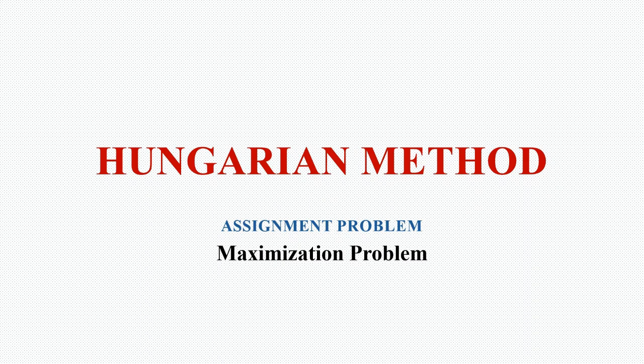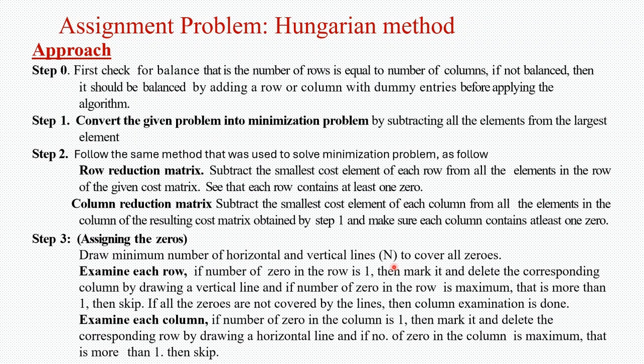Today we shall discuss maximization in assignment problems by using the Hungarian method. Approach: first, check for balance, that is, the number of rows is equal to the number of columns. If not balanced, then it should be balanced by adding a row or column with dummy entries before applying the algorithm. Step 1. Convert the given problem into a minimization problem by subtracting all the elements from the largest element.